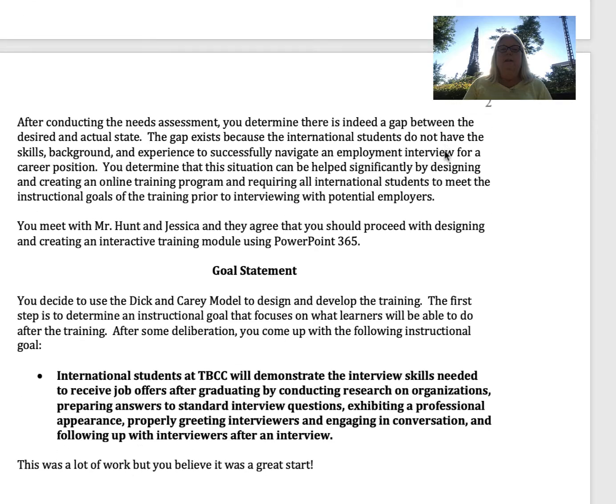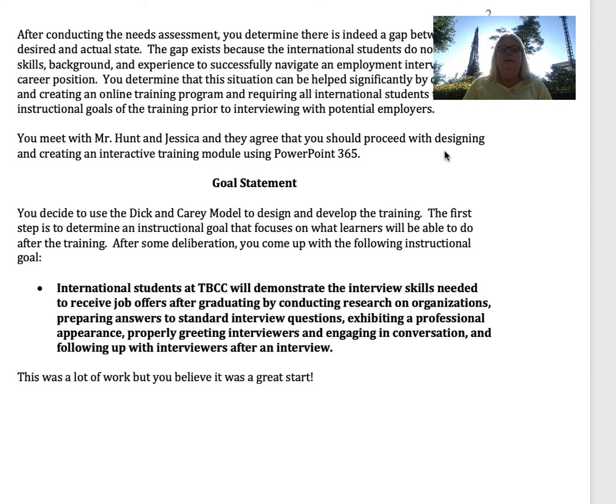So it's not really getting them prepared. Okay. So after all that research, we decide, there is a gap. And the gap exists because they don't have the skills, background, and experience to navigate an employment interview. We decide that, yes, they can be helped significantly if we were to create an online training program and made it mandatory for them all to take this before they go to interview with employers. So we decide to go ahead.